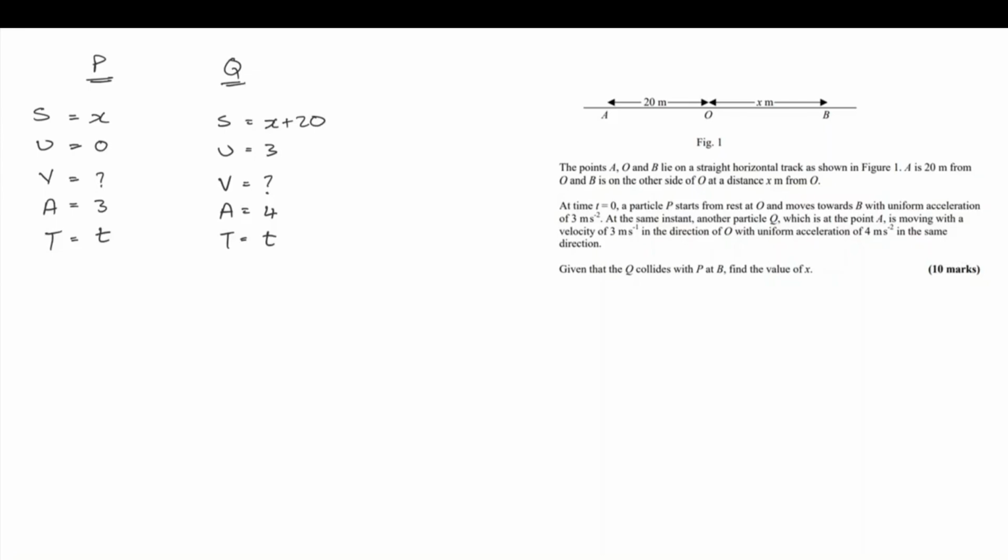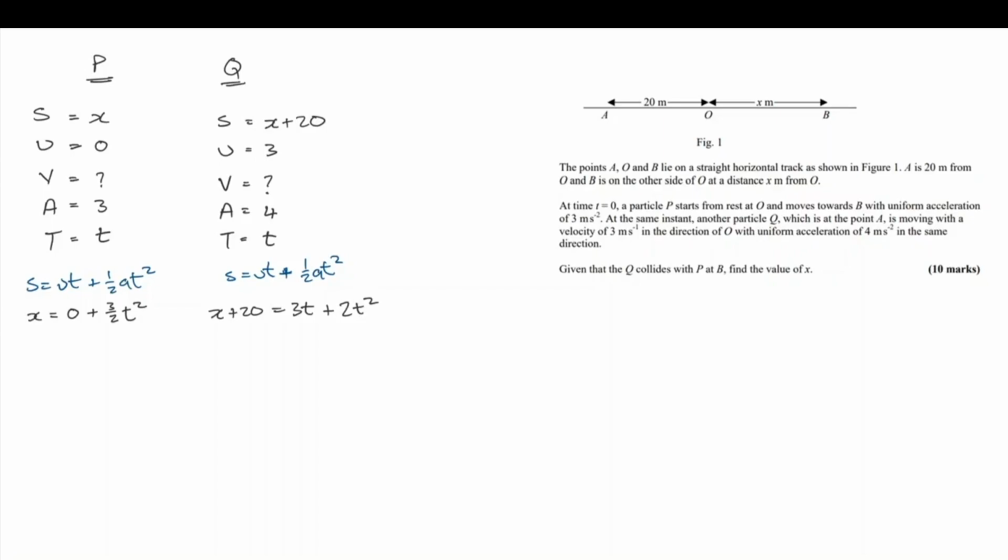We're told they collide, which means they're in the same place at the same time. So let's find out how far P has to travel and how far Q has to travel. And we're going to put that into a formula that uses the variables we have. S equals ut plus half at squared. We're going to do that for both of these particles. For P, I get x equals 0 plus 3 over 2 t squared. For Q, we get x plus 20 equals 3t plus 2t squared.